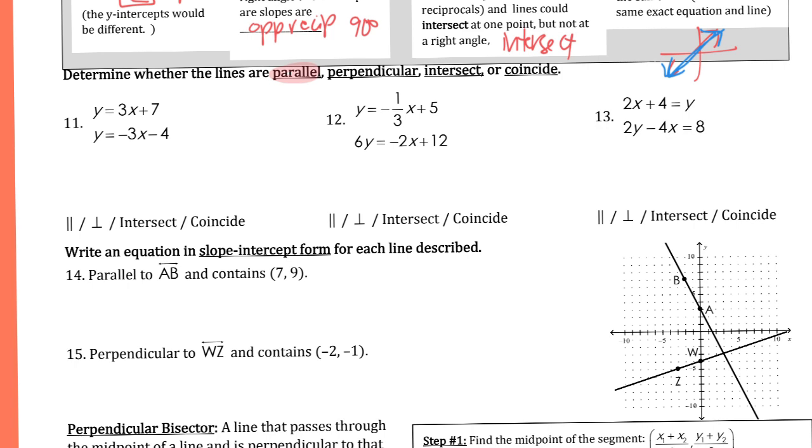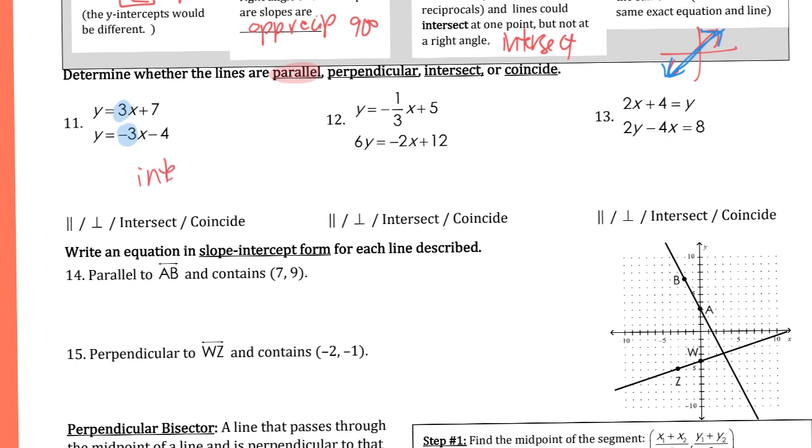Sometimes, if you need to, you can actually graph it to look at it. These two here, notice they're not parallel, are they? They don't have the exact same slope. And so they're going to cross in some way. Will they cross at a 90-degree angle? The answer is no. Why? The slopes are not opposite reciprocals, okay? So they're not parallel. They are not the same equation, so they don't coincide. They're just going to intersect.